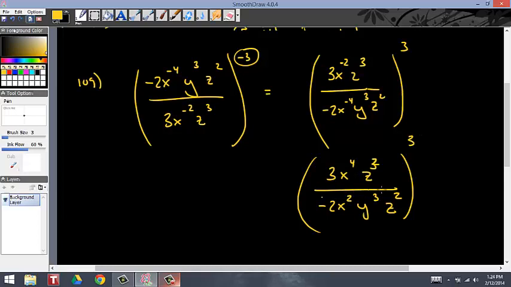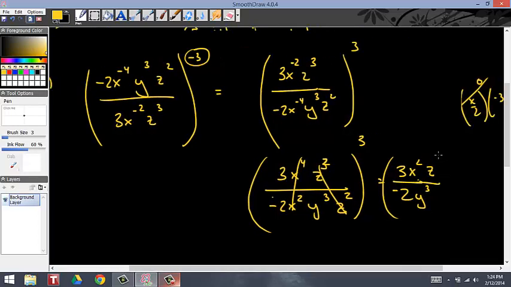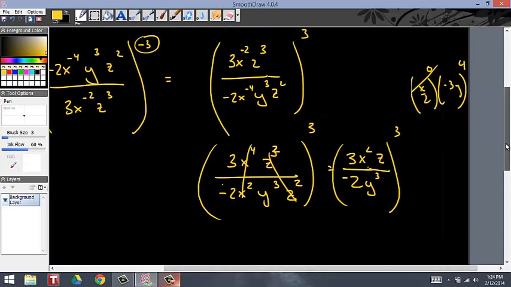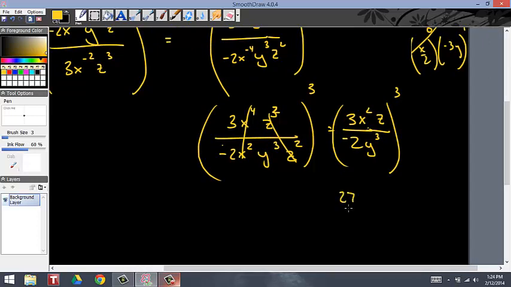Okay, so now let's handle the inside first. This is going to become 3 over negative 2. X to the fourth over x squared is x squared. Those are gone. There's no y, so y to the third is going to stay on bottom. Z to the third over z squared is z to the first, and that's all being raised to the third power. Now we have to simplify everything on the inside with that exponent on the outside. 3 to the third is 27. X squared to the third is x to the sixth, z to the third, all over negative 8, y to the ninth.